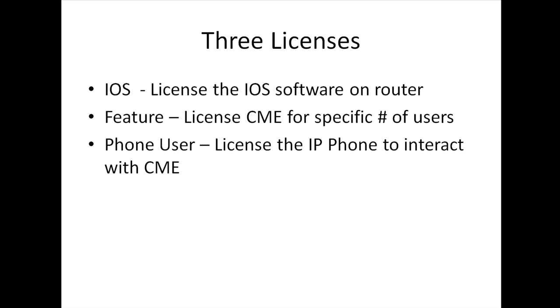And the way I try to remember it is the iOS feature license would be, say, like a store, and the phone user license is your car, and you need to drive to the store. And the feature license is the road. So you need all three of them to have a successful CME configuration.